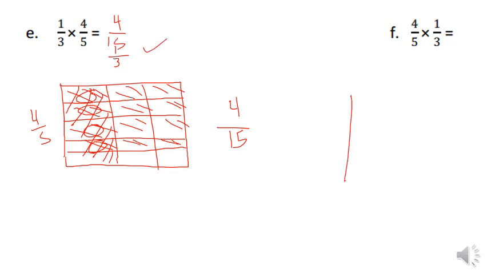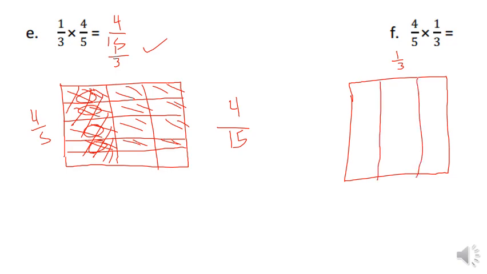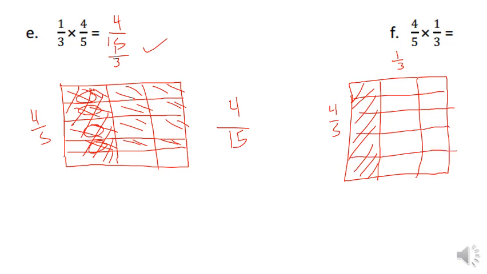On F, I've got 1/3, so once again I'm going to split them into thirds. We're going to shade 1/3. Then we have 4/5, so I'm splitting it into fifths. There's 2, 3, 4, and 5. Now I'm going to shade in 4 out of the 5 of them.